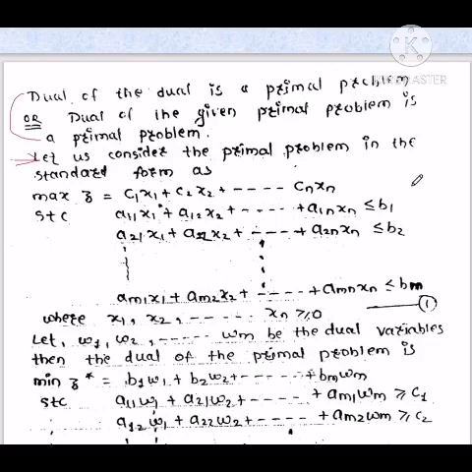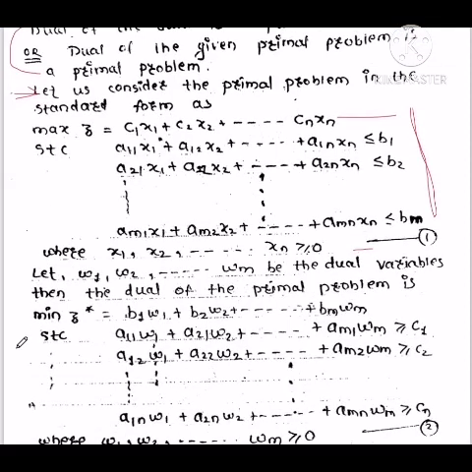So this is the constraint set, this is the objective function, and x1, x2, xn greater than or equal to 0 is the non-negativity restriction on the primal variables, which are always greater than or equal to 0. Let us call the whole thing equation number 1. This is the primal standard form. Now we will find the dual of this primal standard form.